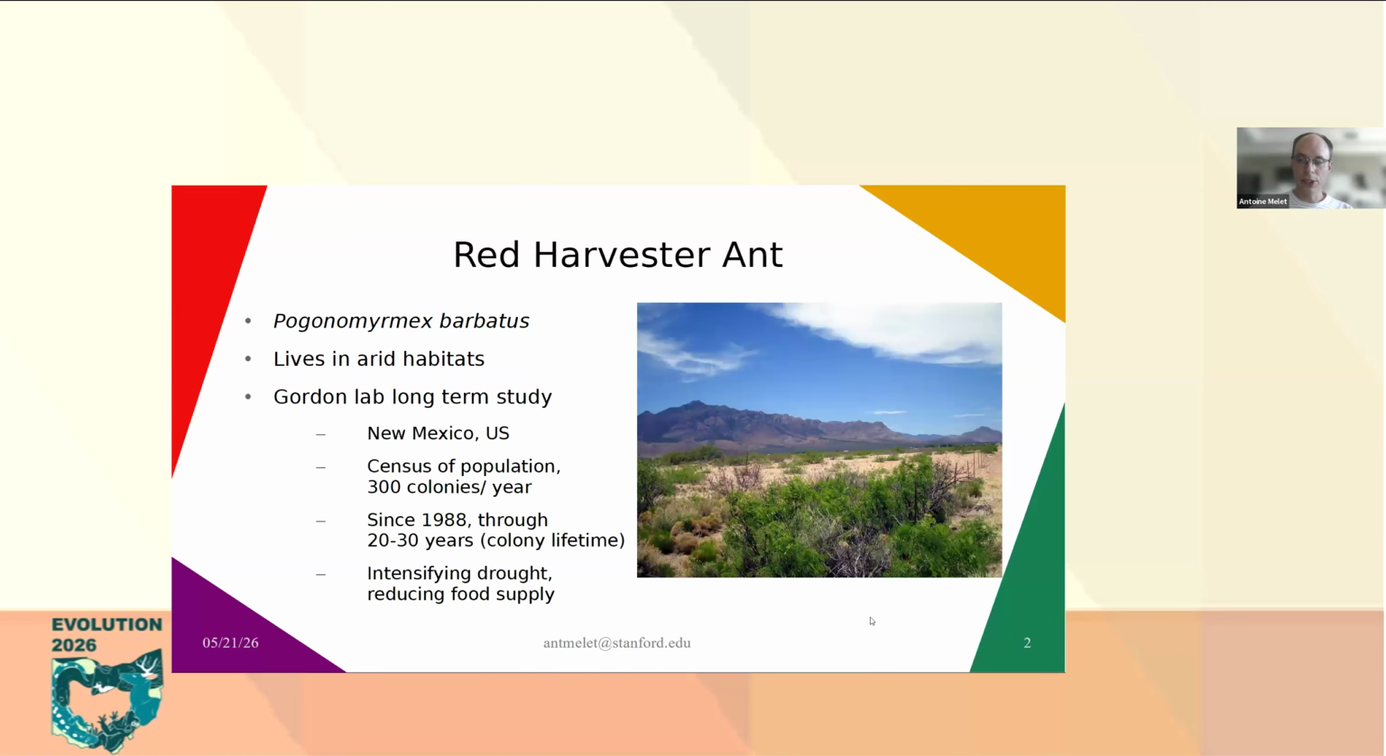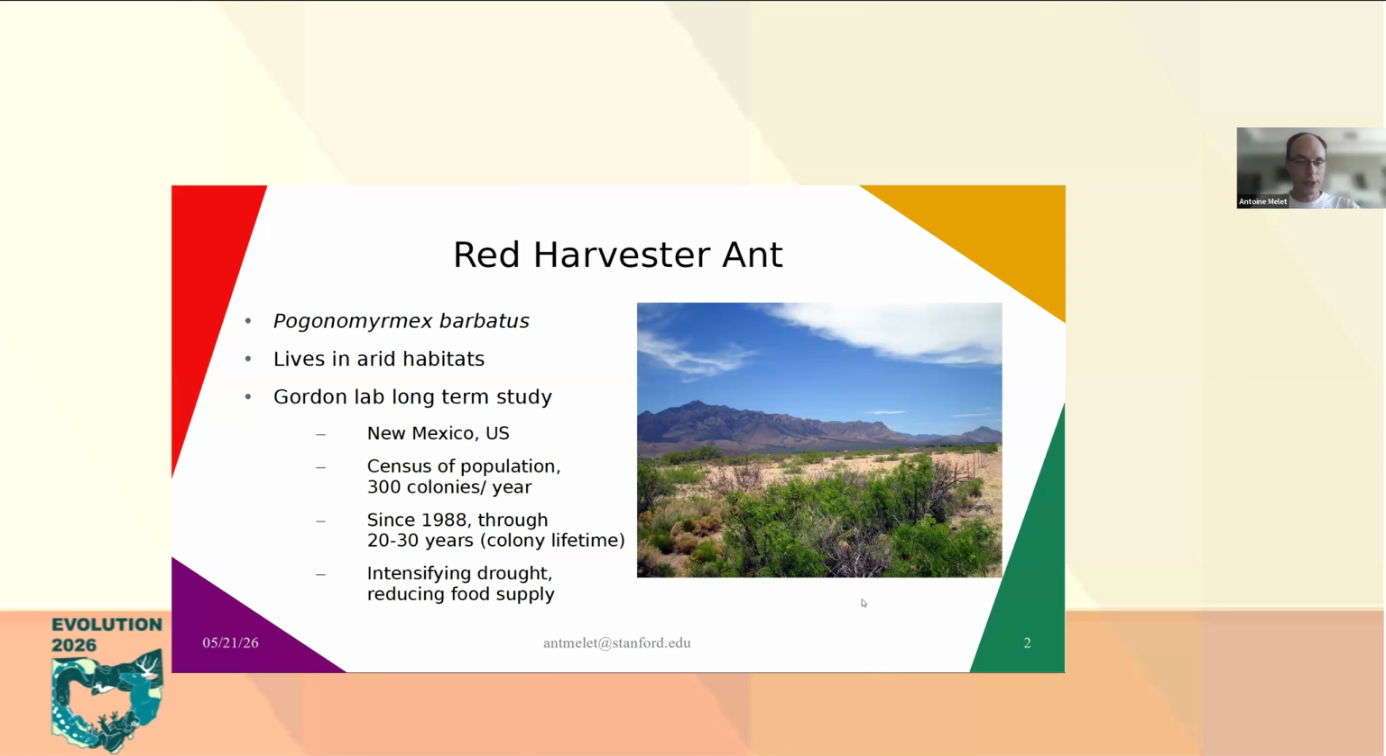And here is a picture of the field site in which the Gordon Lab runs a long-term study, running for almost 40 years. During this study, the team censused every nest in this field site, and that amounts to a bit over 300 colonies per year. So several colonies have been censused through their whole lifetime.